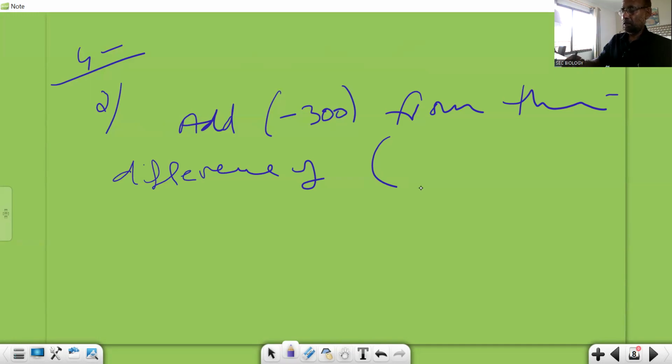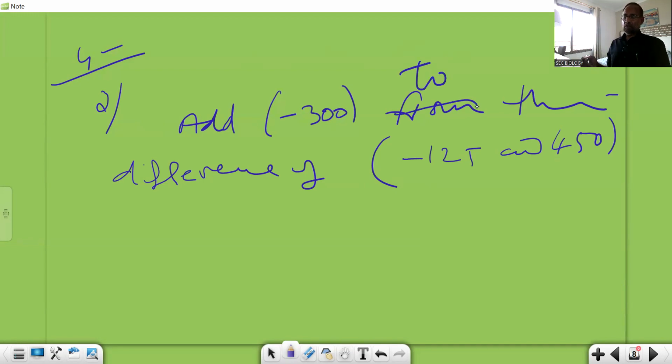Minus 125 and 450. Okay, good. Add minus 300 to the difference, not from the difference, to the difference. To the difference of, add minus 300 to the difference of minus 125 and 450.